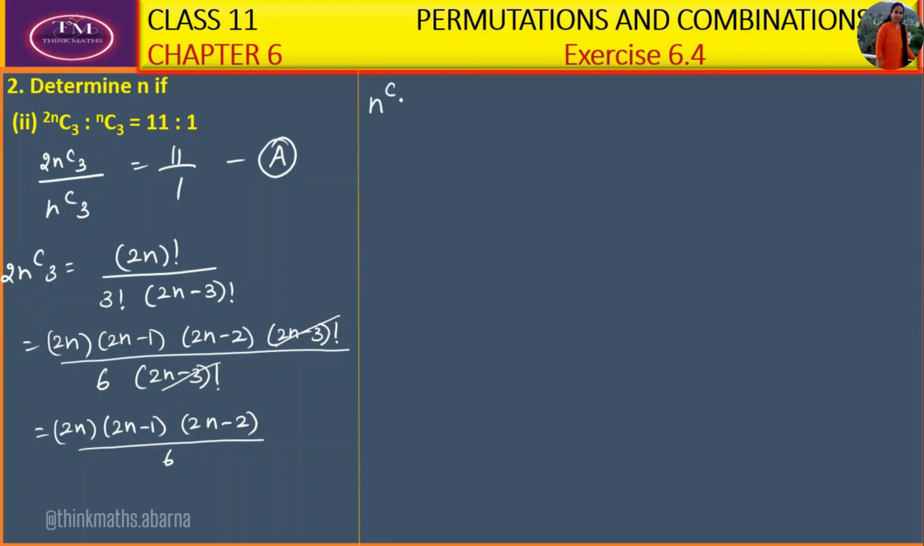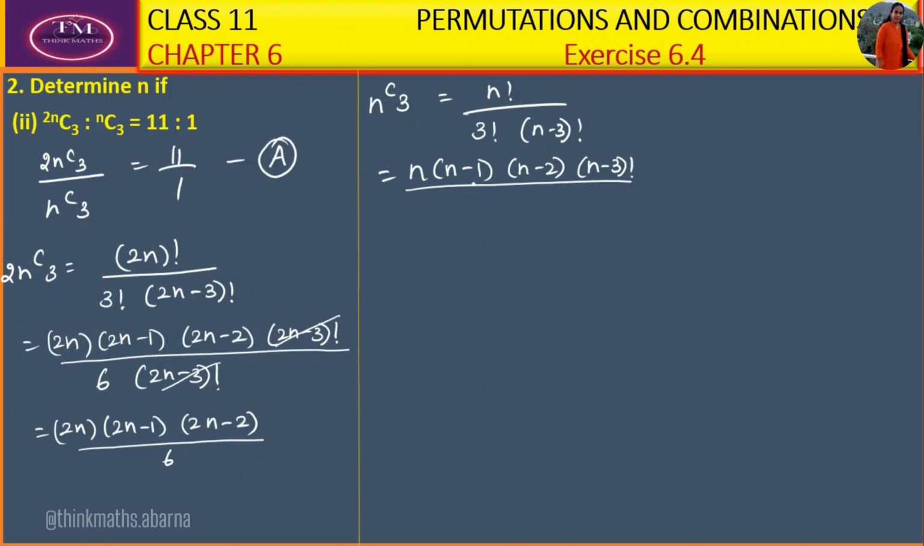Now what is nC3? n factorial divided by 3 factorial into (n minus 3) factorial. How to write n factorial? n into (n minus 1), (n minus 2) into (n minus 3) factorial, divided by 3 factorial, which is 6, into (n minus 3) factorial. Cancelling out, we get n into (n minus 1) into (n minus 2) divided by 6. Keep this as 1, keep the other as 2.